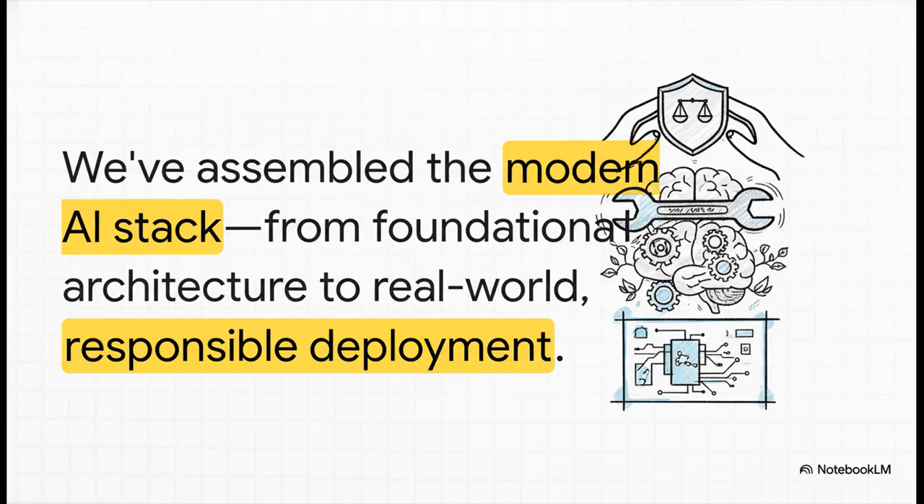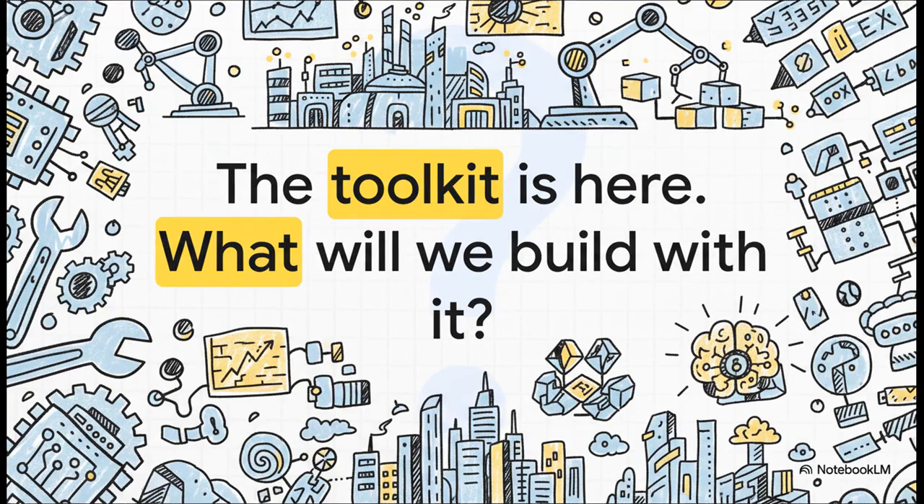We've just walked through and assembled the entire modern AI stack. We started with the basic blueprint of a neural network, went through training and optimization, and brought it all the way to a responsible, real-world deployment. So now you have the vocabulary, you have the mental model to really understand how these incredible systems actually work. The final question, then, isn't really about the how anymore, it's about the what. The toolkit is here, it's ready. The real question is, what are we going to build with it?